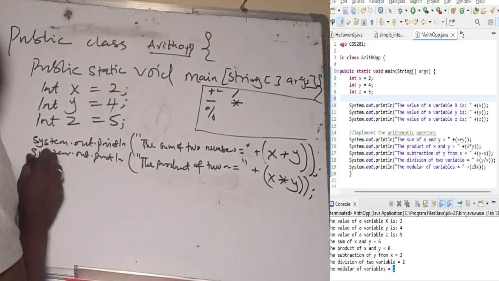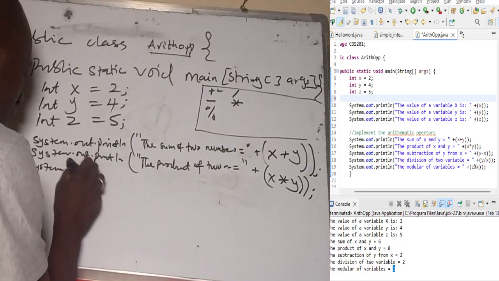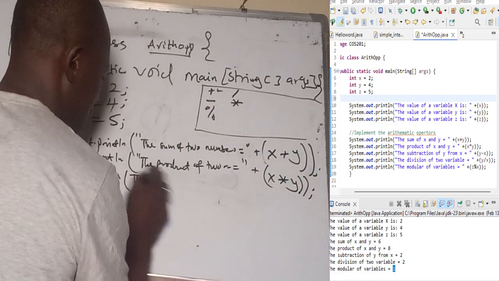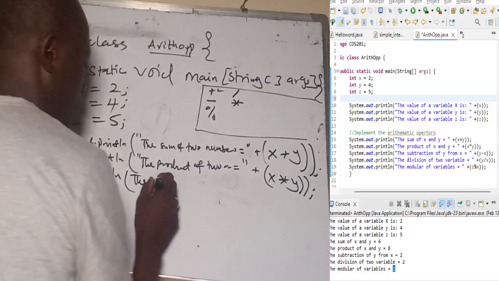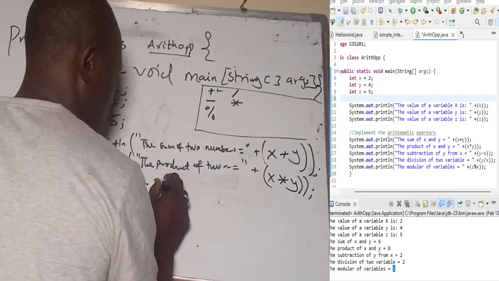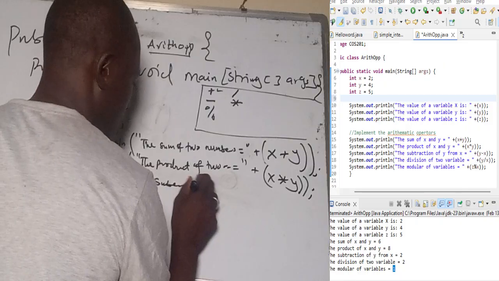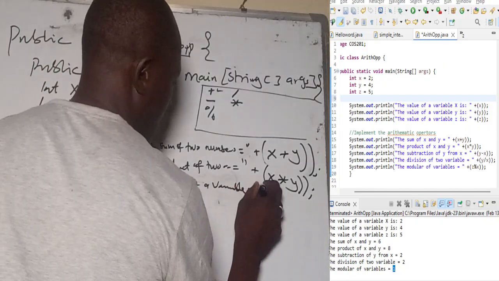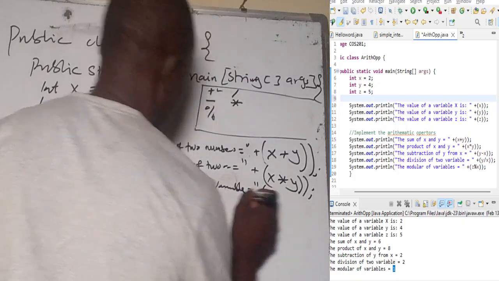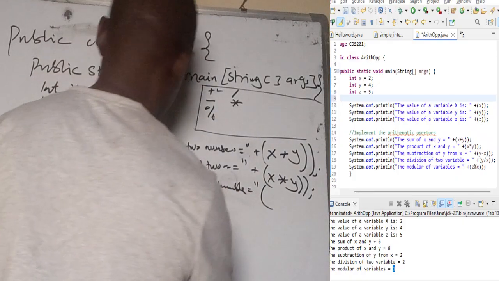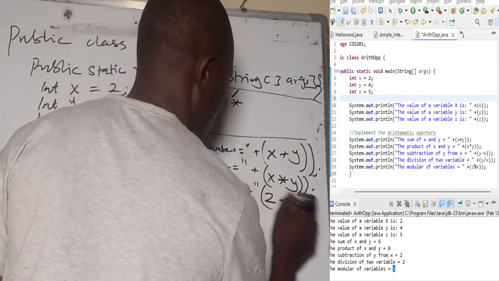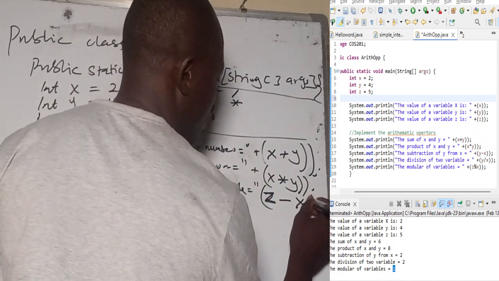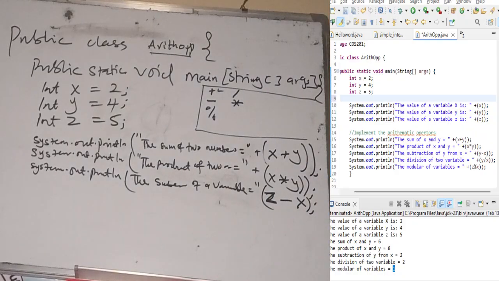So again, system.out.print, we have the subtraction, is it? The subtraction of a variable is equals to, so we have, let's say we have 5, let's use z this time around, z minus x, right? And we are done.